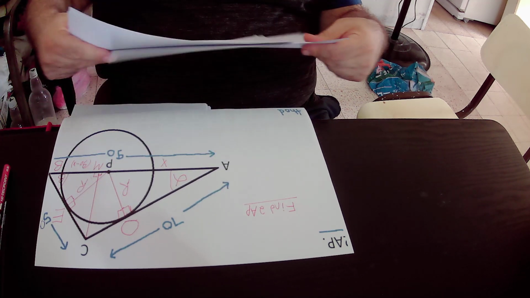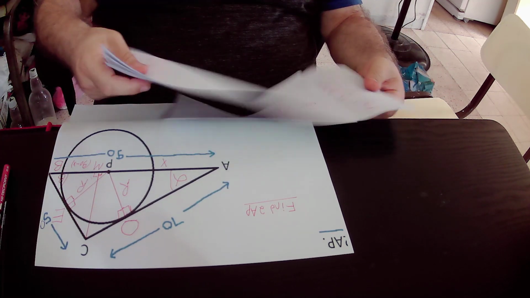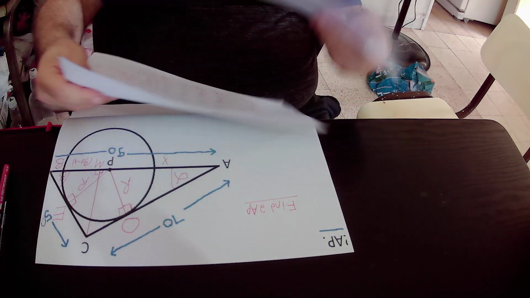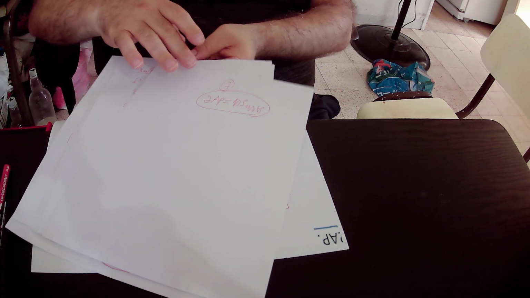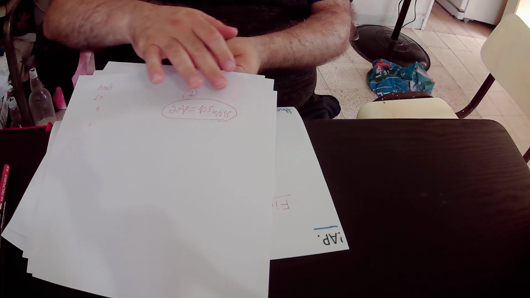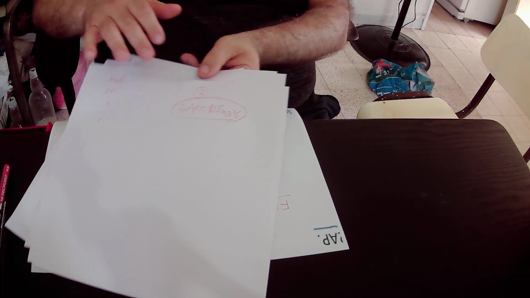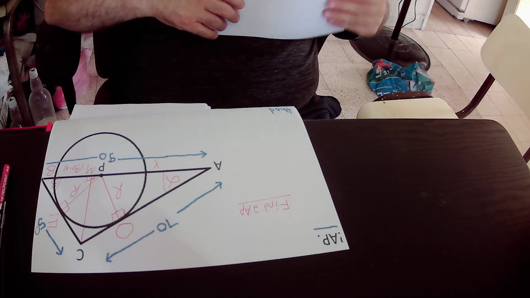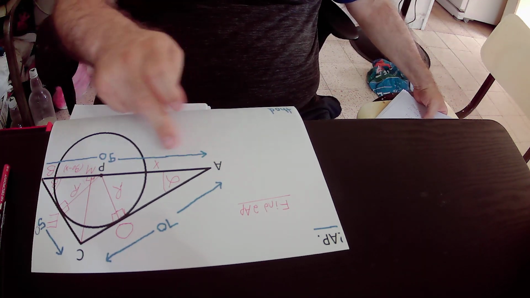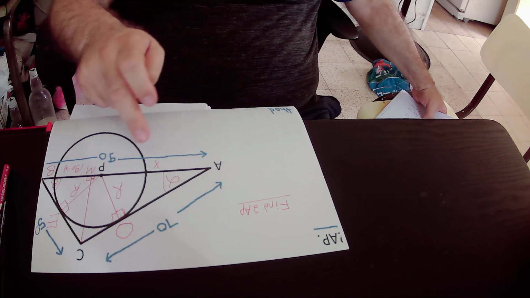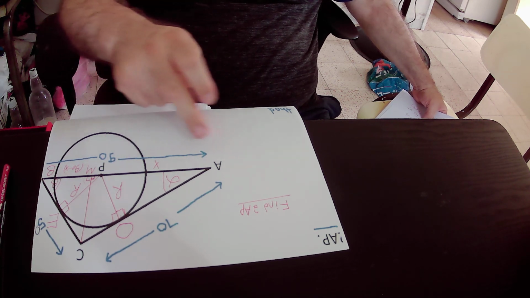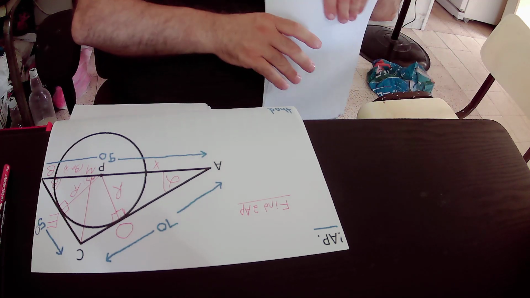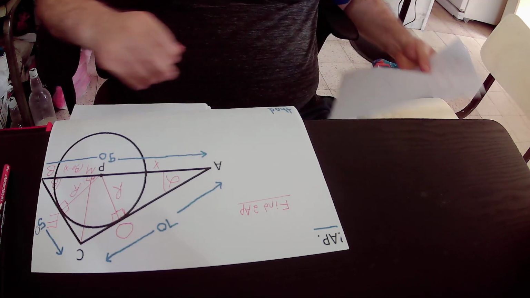So the answer to our question is that 2 times AP equals 105 units. Okay? Or the value of 2 times AP equals 105 units, or the size of 2 times AP equals 105 units. Okay? Thank you very much.